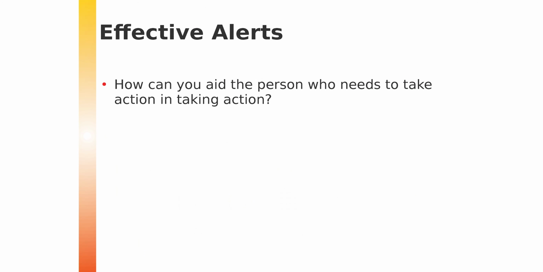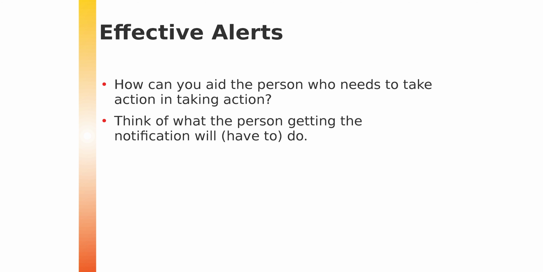To make effective alerts, the important thing to know is how you can aid the person who needs to take action in taking action. Alerts need to be actionable in that person's context. Most of my advice really reinforces that whole thing about being effective and doing whatever your purpose is. In this sense, a lot of typical user experience things apply here. Think of what the person getting the notification is going to do. If it's an alert that something's wrong with a server, for example, they're probably next going to want to know which server or what's wrong with it.